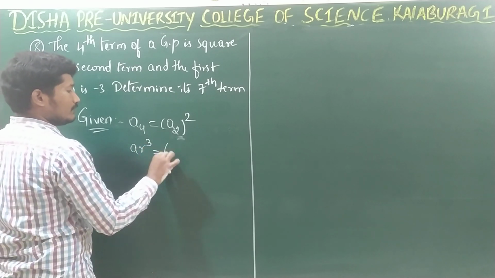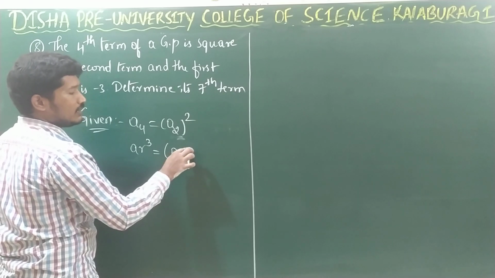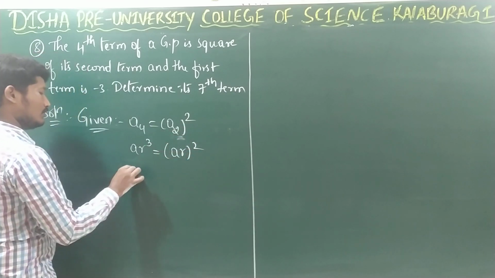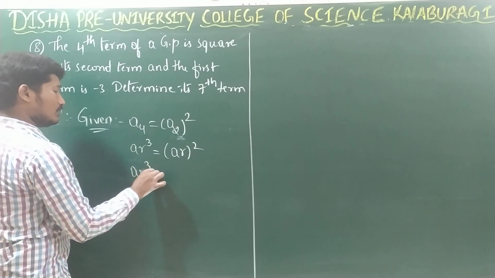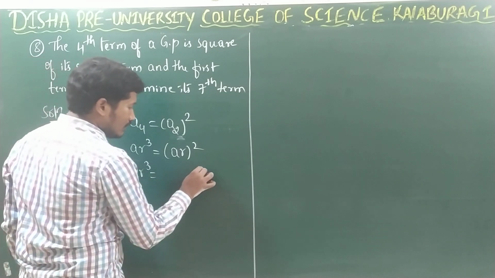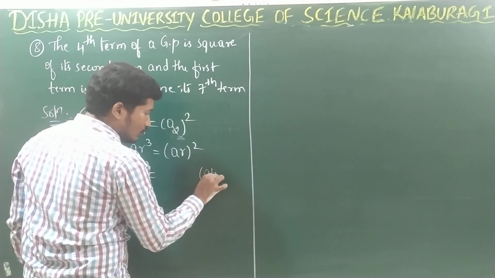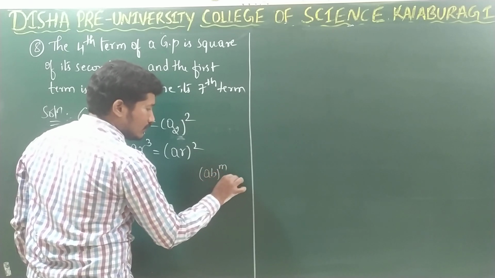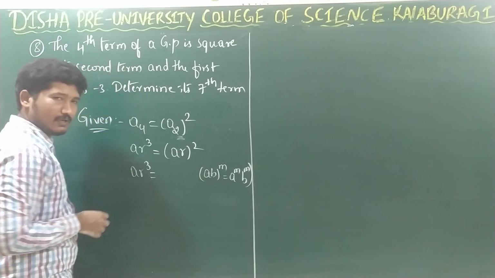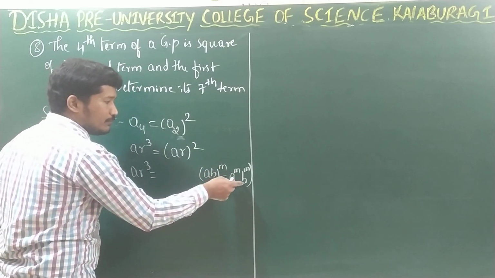is equal to, again this will be a into r power 2 minus 1, whole square. 2 minus 1 is 1. R power 1 is again r. So a into r cube is equal to, see this one. Again we will go to the laws of indices. That is ab whole power m is equal to a power m into b power m. This you have studied, right?